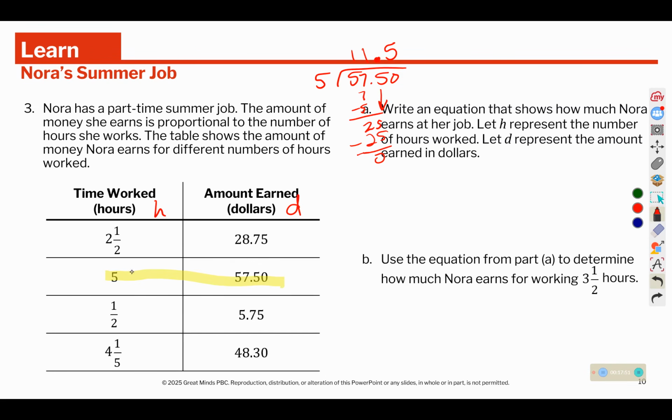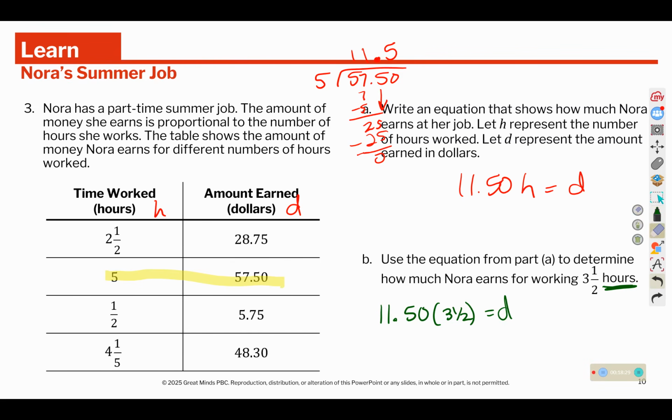If we started with the hours, we would multiply by $11.50 to get the dollars. So we want $11.50 times the hours to equal the dollars earned. Now it says in part B to use the equation to determine how much she would earn for working 3 1/2 hours. That's going to go in the H position. So $11.50, and we're replacing the H with 3 1/2 to figure out how many dollars she would earn.